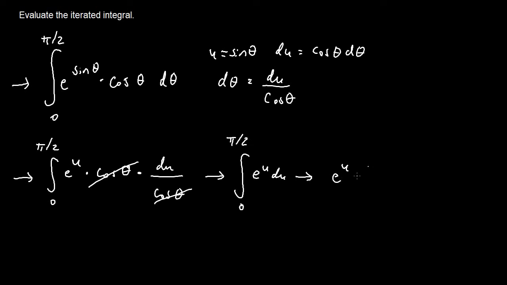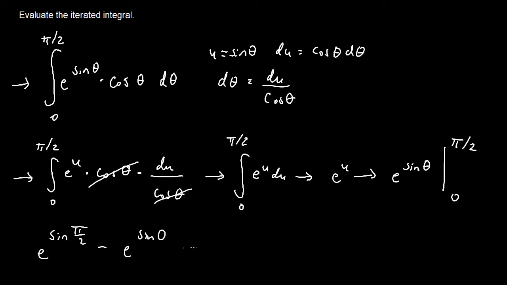So now we can go ahead and evaluate. Well, first I'll substitute back in the u, so back in sine theta here, e to the sine theta, and then we can evaluate from theta bounds of 0 to pi over 2. So when I plug in pi over 2, we get e raised to the power of sine of pi over 2, minus when I plug in 0, e to the sine of 0. Sine of 0 is 0, and e to the 0 is 1, but sine of pi over 2 is 1, so e to the first is e, minus, once again, e to the 0, so then we get e minus 1 as a final answer.